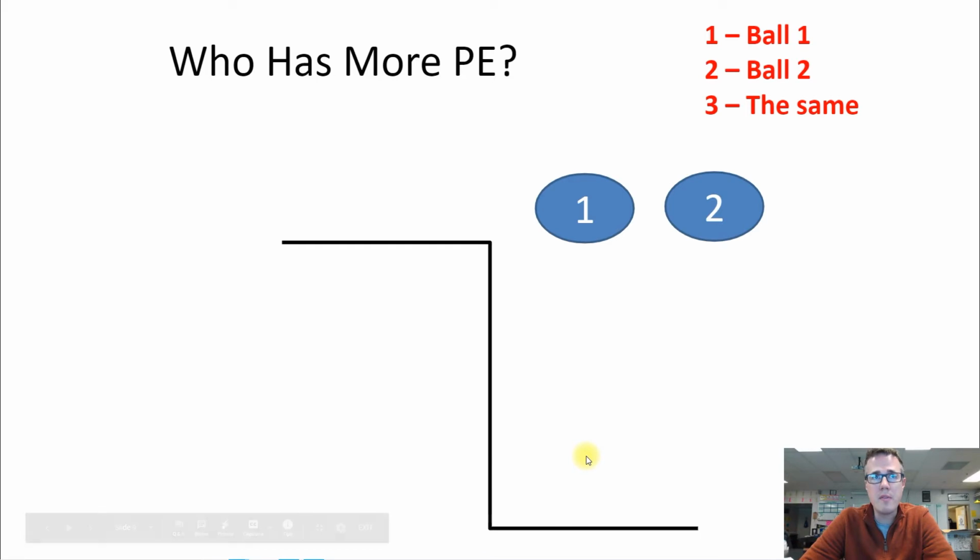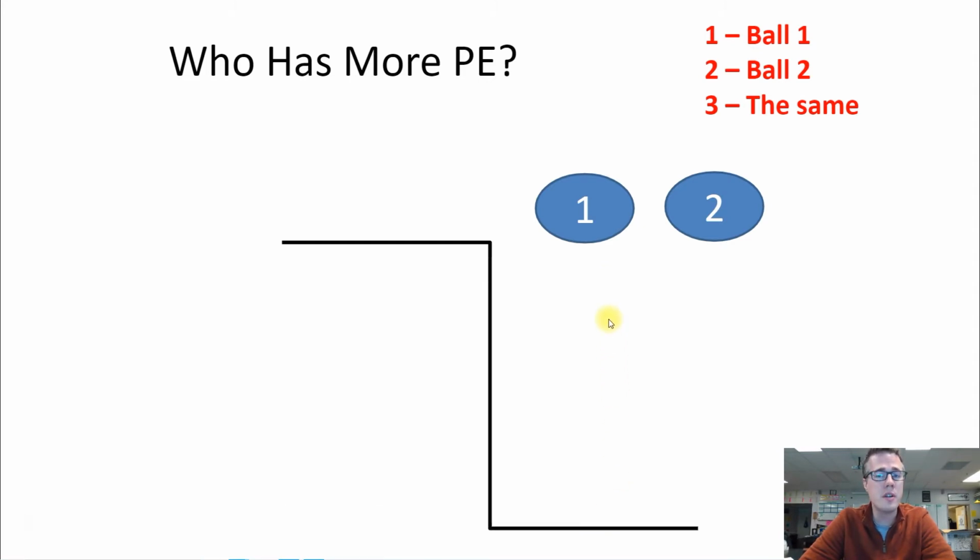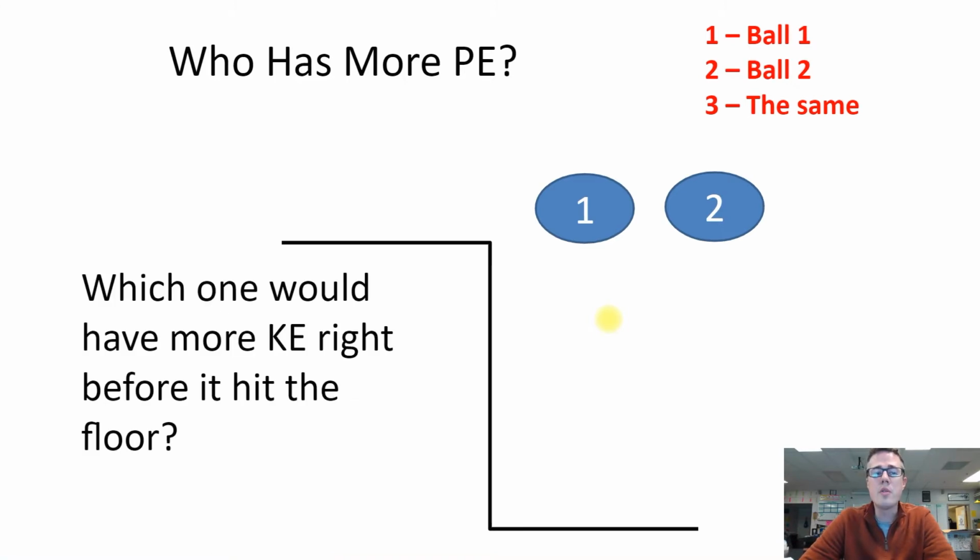So as you're thinking about that, if you need to pause, probably you've got it though. So since they both have the same height, and they're both the same size, so in this picture, if they're the same size, they have the same mass. Since they both have those two things the same, they're going to have the same potential energy. They have the same potential to fall, or the same potential to turn into motion, or the same potential to turn into momentum. So which one would have the most kinetic energy right before it hit the floor?